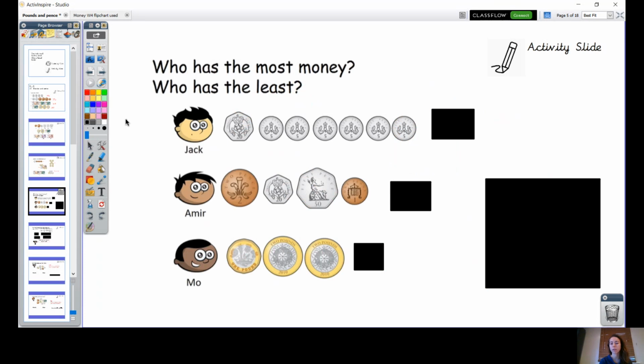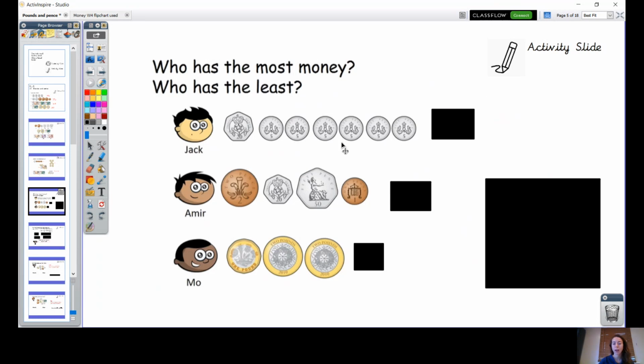Okay, this time is an activity slide. I'd like you to jot down your answers here. So I want you to find out, we've got Jack, Amir and Mo on this page, and they've got some money from their piggy banks. And they're counting out how much they've got. And we want to find out who has the most money and who has the least money. Now to do that, you're going to need to just count how much they've each got first, and then you'll be able to answer the question, who's got the most and who's got the least. So pause the video and do that now.